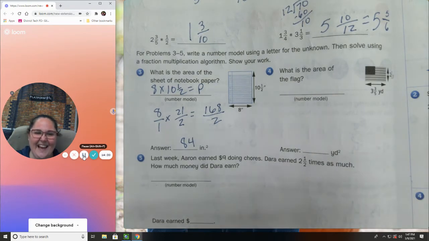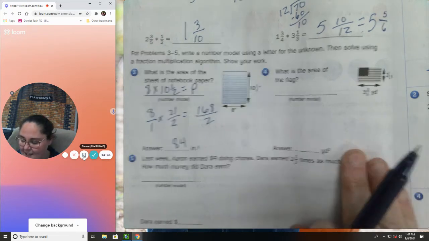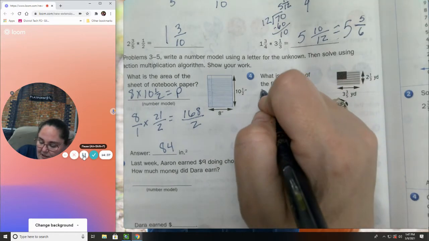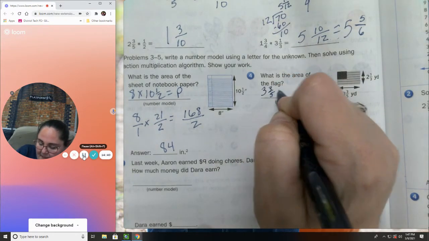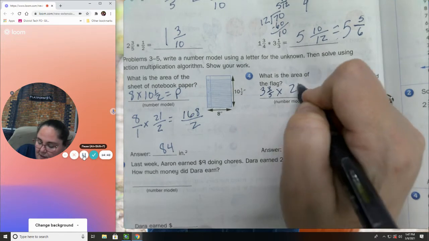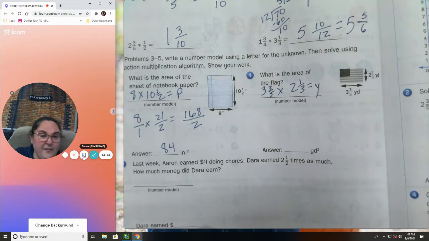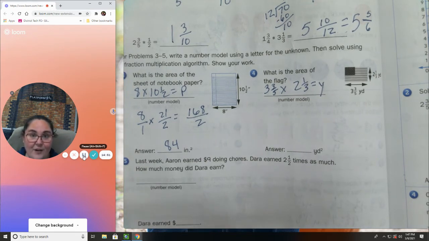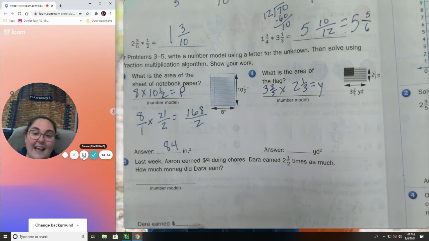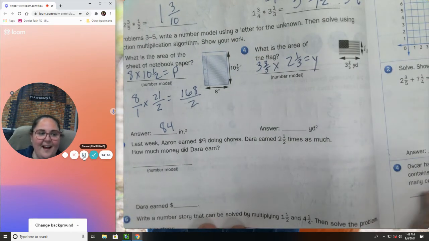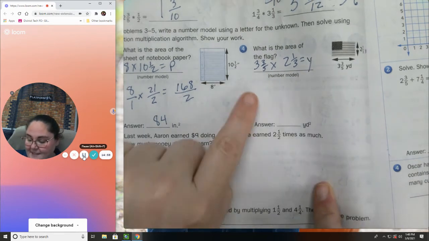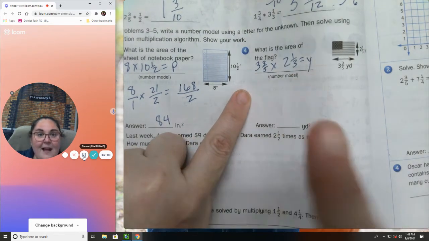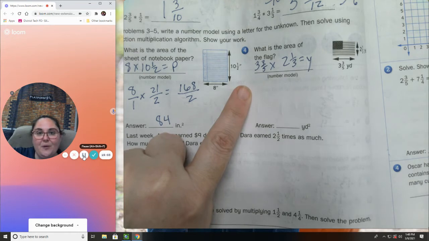Now let's do the area of the flag. We have 3 3/5 yard times 2 1/3 yard. So 3 3/5 times 2 1/3 equals Y for yards. Rename the fractions, multiply straight across, convert if you need to, and find my final answer. All right, when it says show your work, this is basically what I mean. This is my number model. I'm going to show how I rename it, and I'm going to show how I divide.